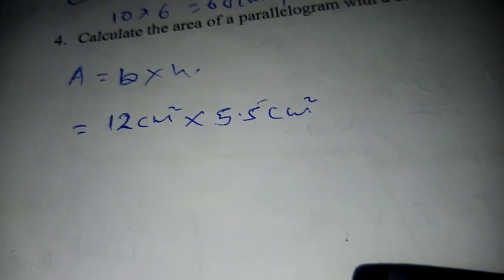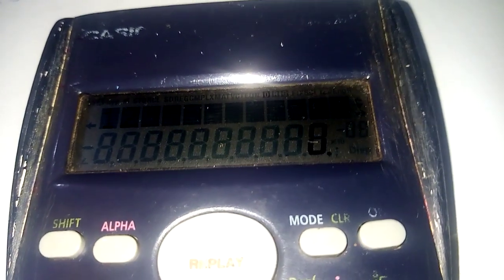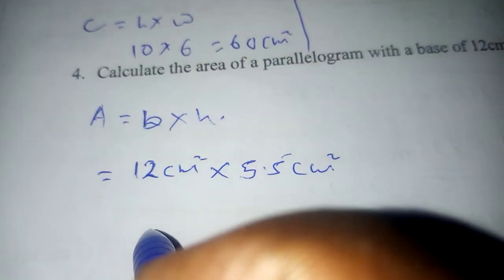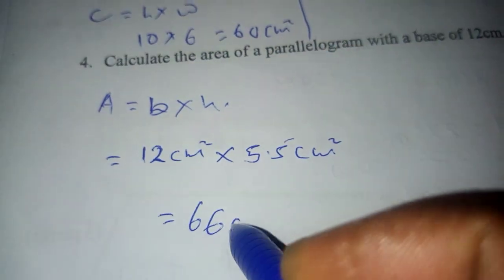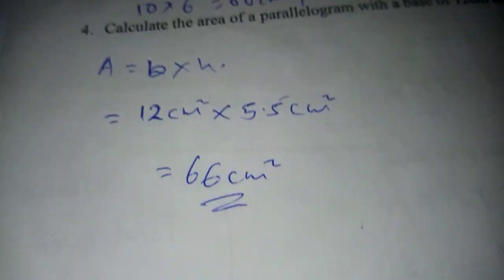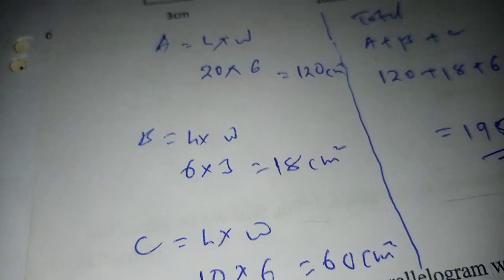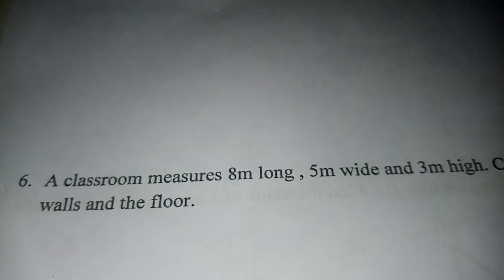When I multiply the two, let me put it here: 12 times 5.5. This one gives me 66 centimeters squared. So the area here is just 66 centimeters squared. That is it, and you're through with question 4. Let's have question 5 here.